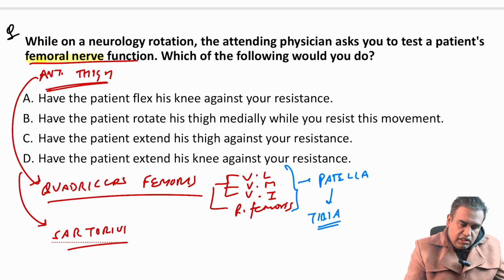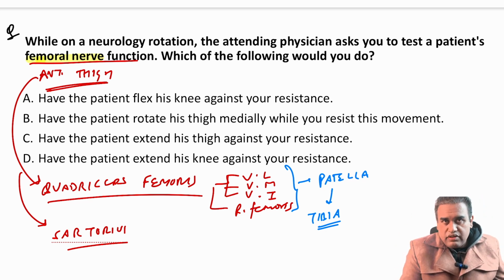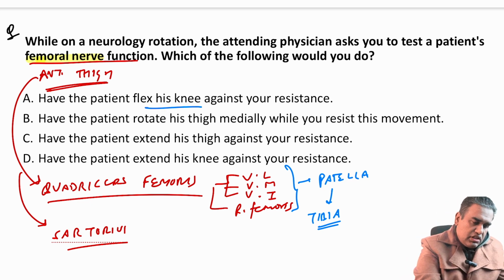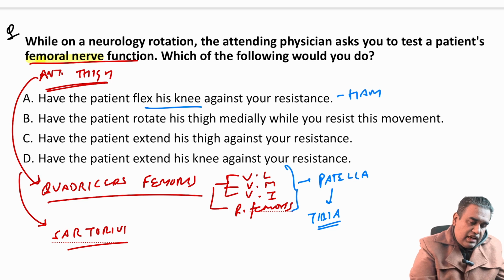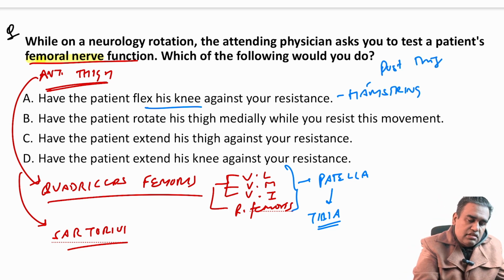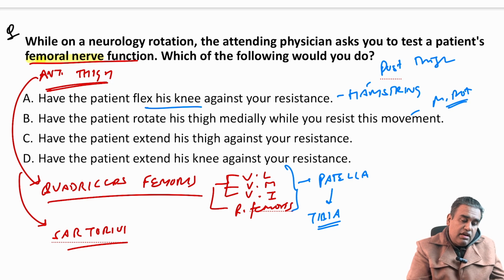So if someone asks you to test the femoral nerve of this particular patient, what will you ask the patient to do? Let's see the options. Have the patient flex his knee, that is the opposite. Here you are testing the hamstrings, which are in the posterior thigh. Have the patient rotate his thigh medially while you resist rotation.